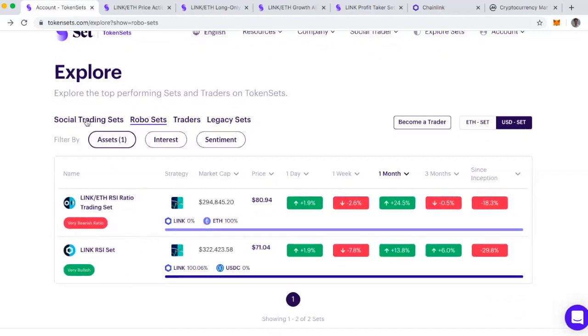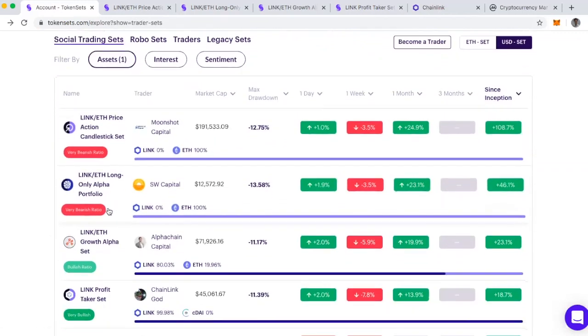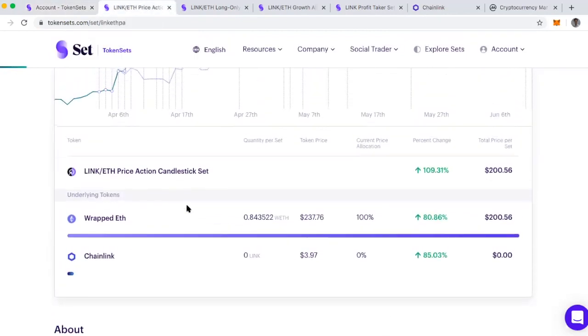And I think my key takeaway here is, no doubt, I'm probably going to pay more attention to this Moonshot Capital Link ETH price action candlestick set. It's got nearly 3 months of performance and it's up 108%. And that's important to me only because I am comparing it to the performance of Ether and Link. So this social set has outperformed Ether by 30% and Link by 25%. That is significant.